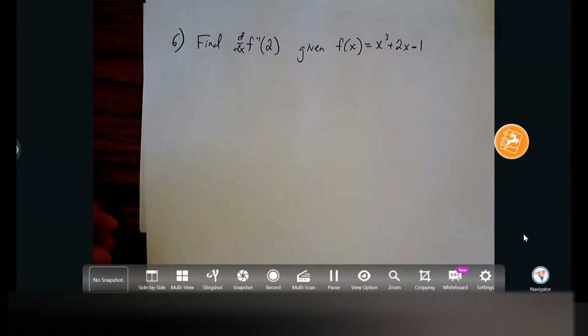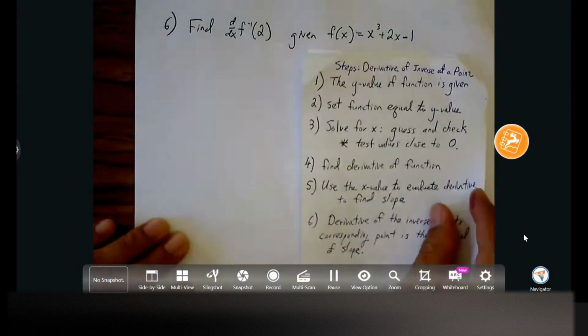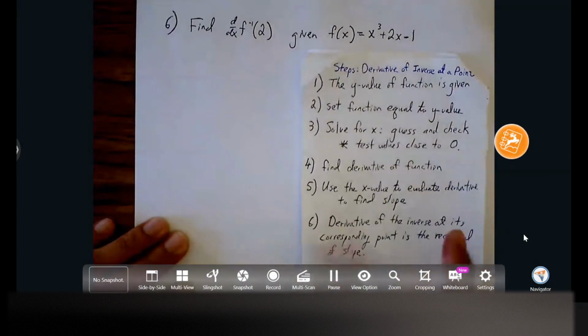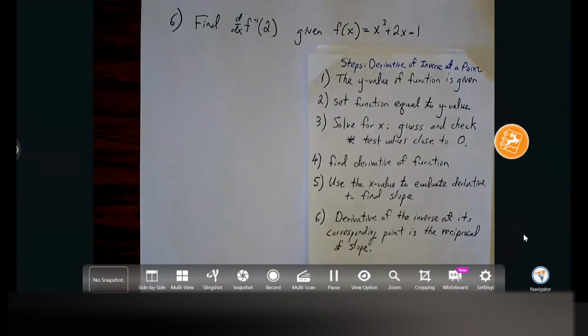Okay, let's try a derivative of an inverse at a point. Number 6. Let me show the steps and see if you guys can work through this. All right, so what's first? Would you set the function equal to 2?